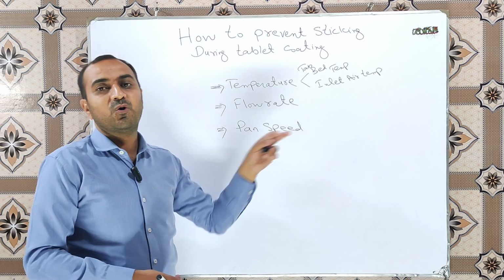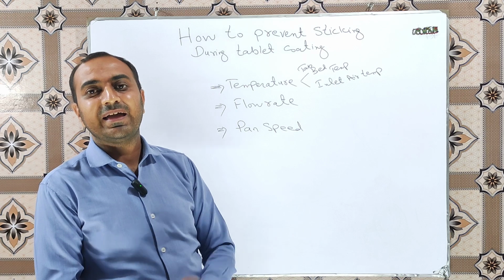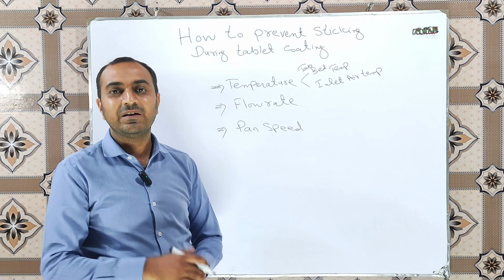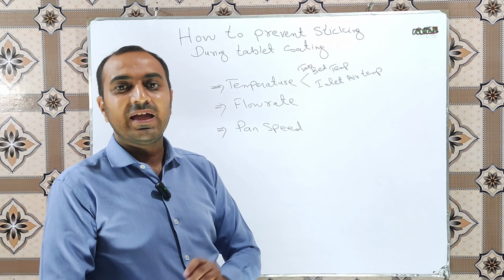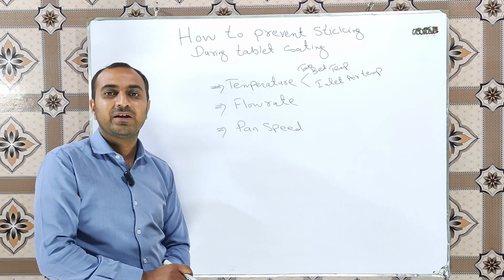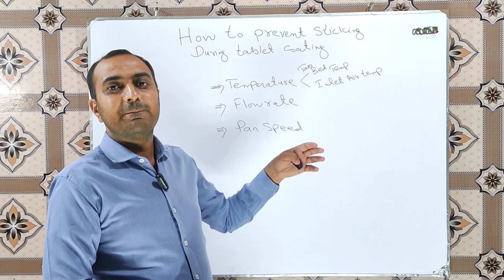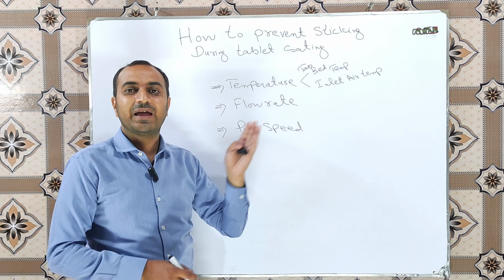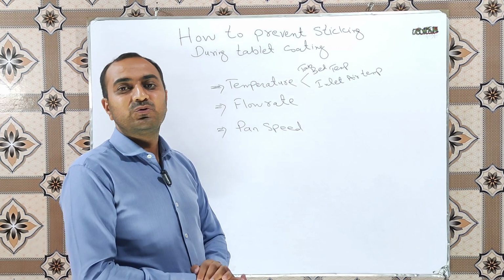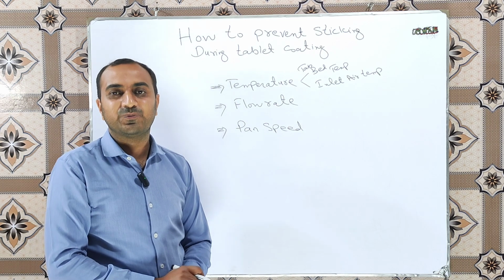The second one is the flow rate. Suppose that our temperature is maintained at a specific point, but our flow rate is increased. We enhance our flow rate at the specified temperature. When we increase the flow rate, our tablet bed temperature will tend to decrease, because a greater amount of solvent is applied but the amount of heat is still the same. Due to this reason, the tablet sticking defect will also be observed.